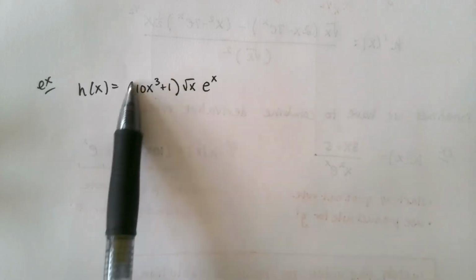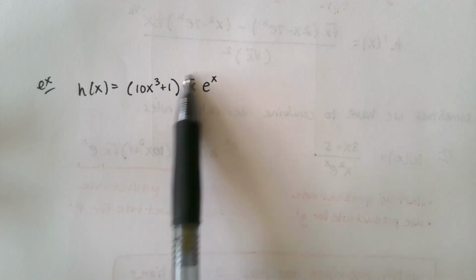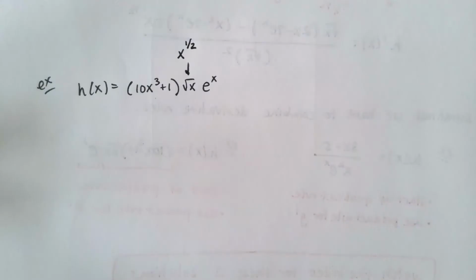So 10x cubed plus 1, that I could have done the derivative. The square root of x is really x to the 1/2 power. That I have a rule for, and then e to the x I could do. But because they're all multiplied together, this will get a little bit complicated. So I'm going to start by saying this is a product, right? This is something times something.